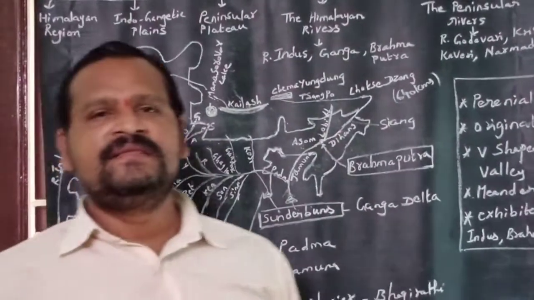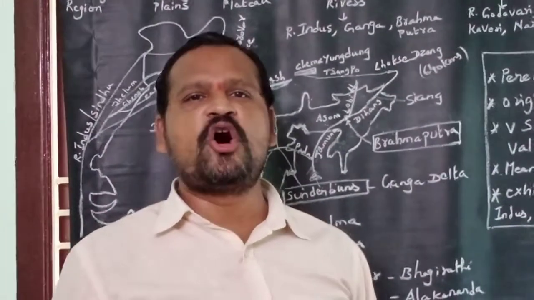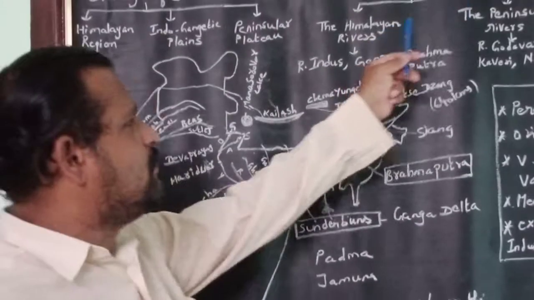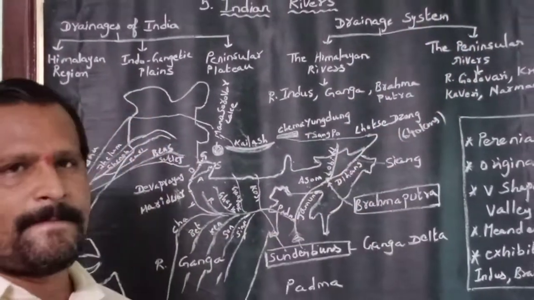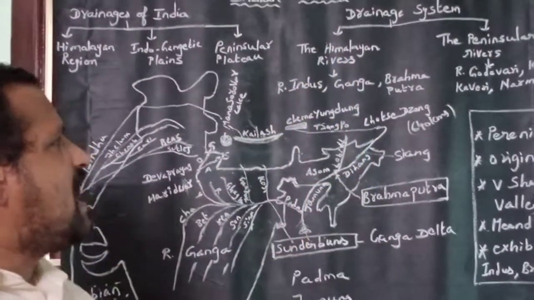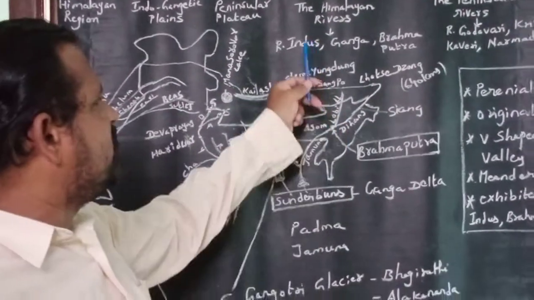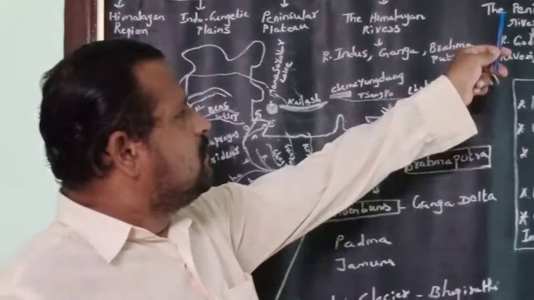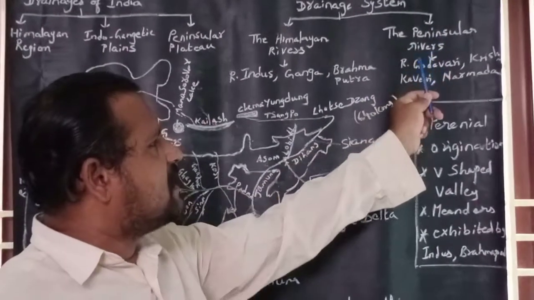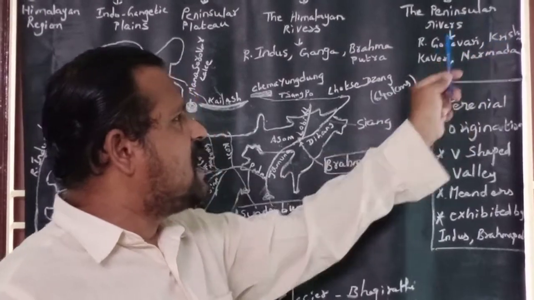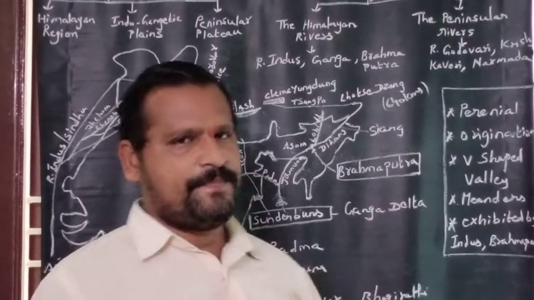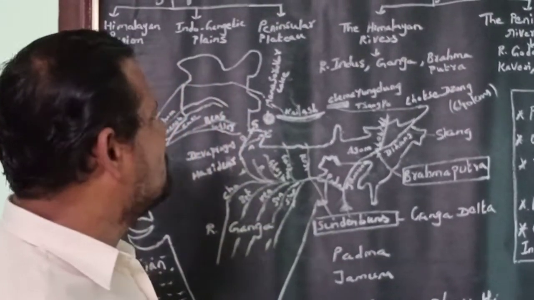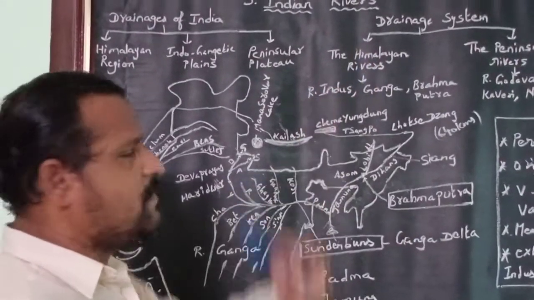In India, the drainage system can be broadly classified into two categories. One is Himalayan river system, other one is peninsular river system. Okay, the Himalayan rivers are three principal systems: River Indus, River Ganga and River Brahmaputra. The examples of peninsular river systems are River Godavari, River Krishna, River Kaveri, River Narmada. Children, today in this video, we are going to discuss about Himalayan river system.